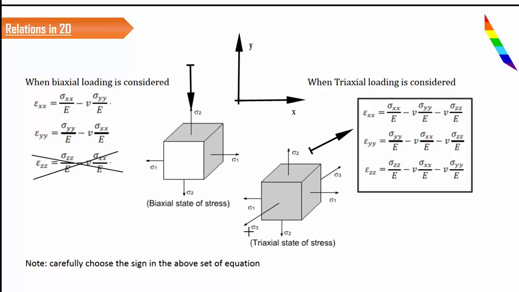For example, if you have sigma z as negative, that means instead of sigma 3, if you have sigma z as negative or compressive load, then what will happen?